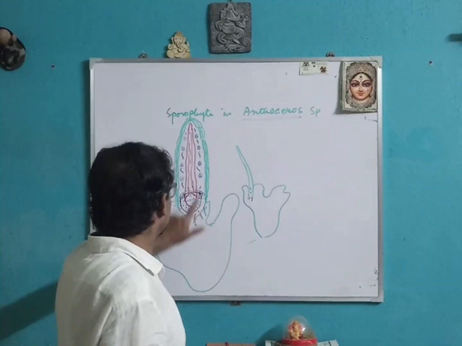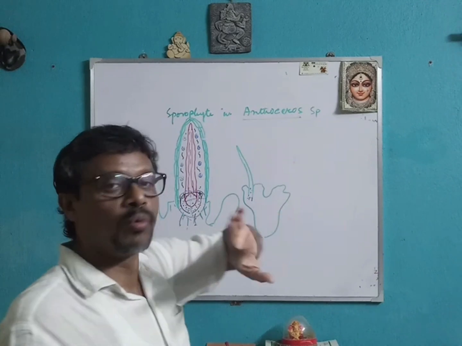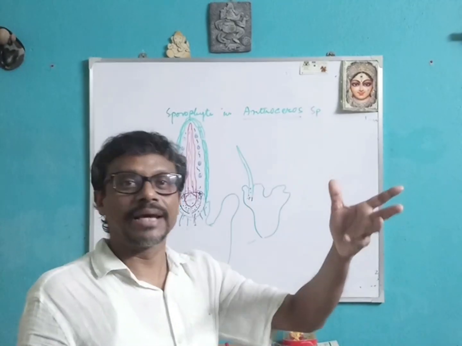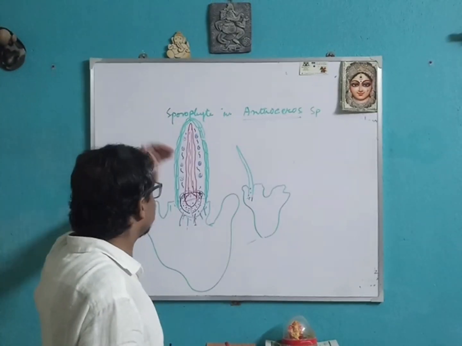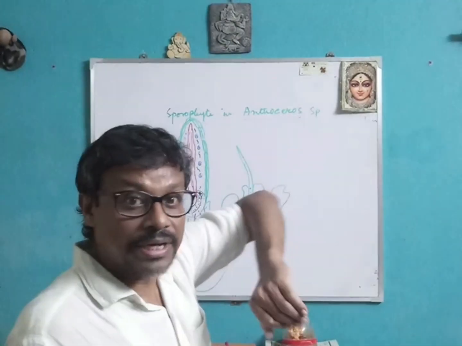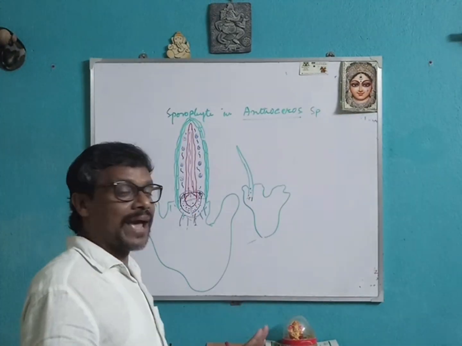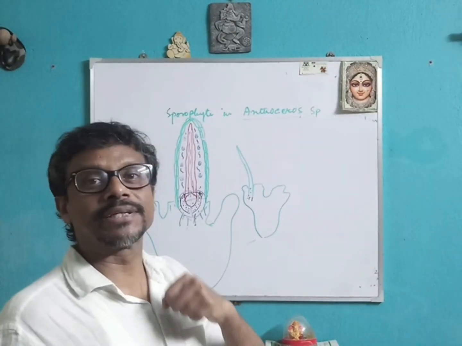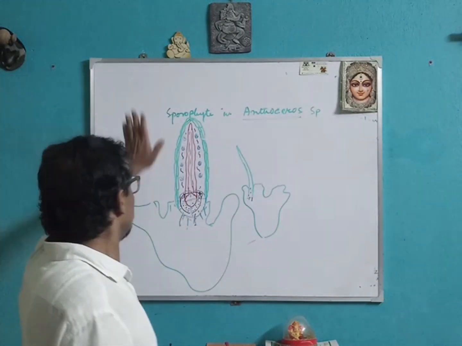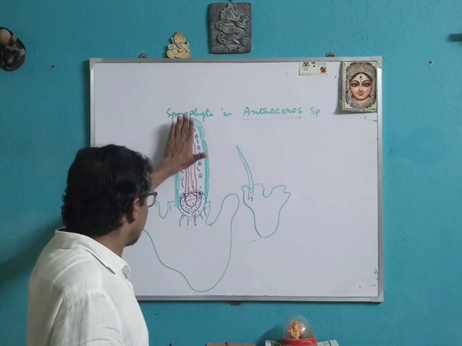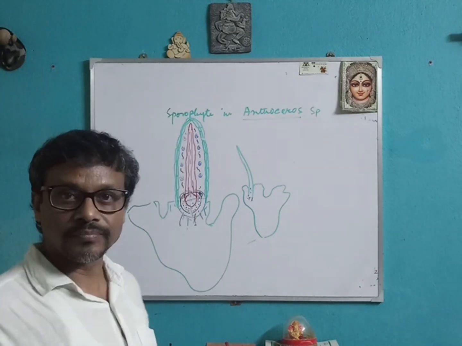Along with that, the presence of pseudoelaters and their movement also help with better dispersion of the spores. So these are the two structures associated with better dispersion of the spores. So this is the elaborate structure of the sporophyte.